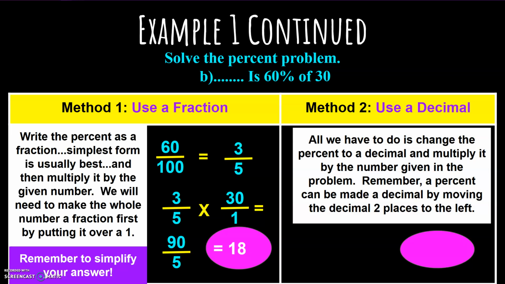Using a decimal, all we have to do to change a percent into a decimal is move that decimal point over to the left twice. In this case, that gets us 0.60, or 0.6, which times 30 is 18. Again, 60% of 30 is 18. As long as your percentage is under 100%, your product is going to be smaller than your number, okay? A percent of a number, as long as that percent is less than 100%, is going to be smaller.